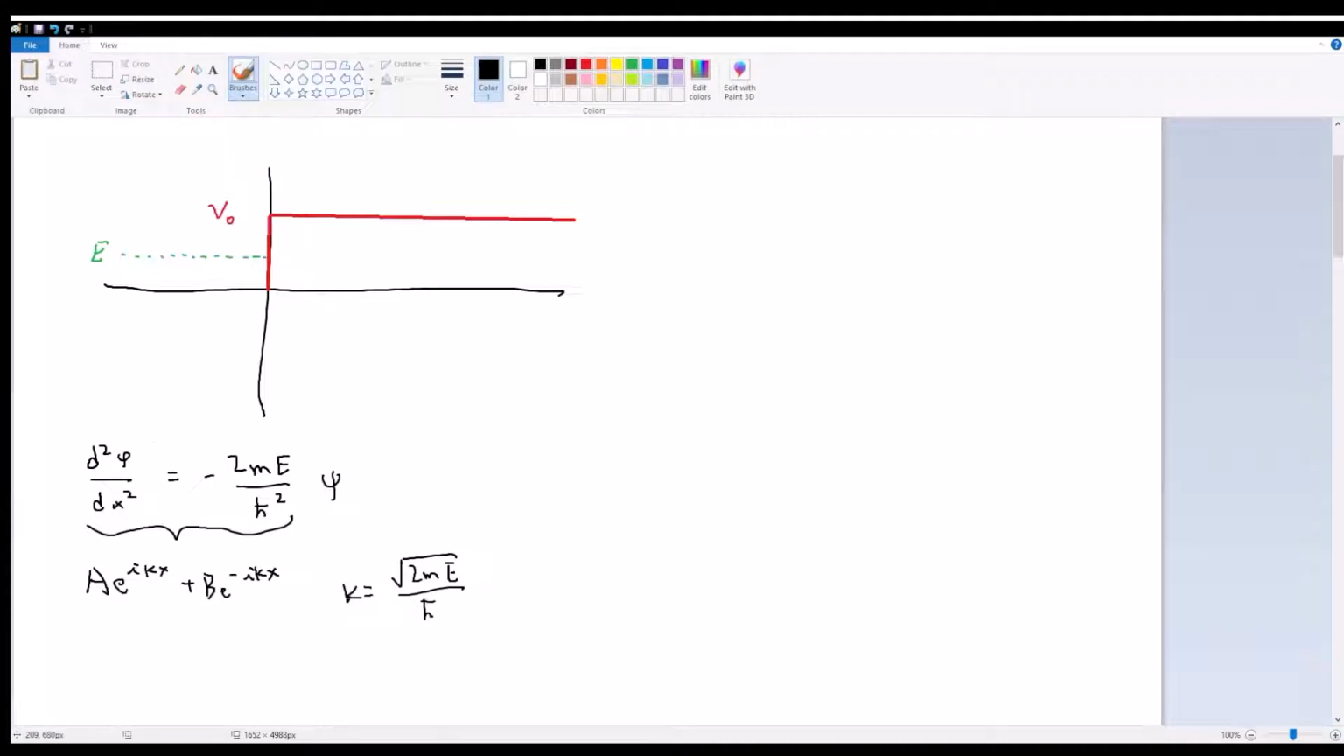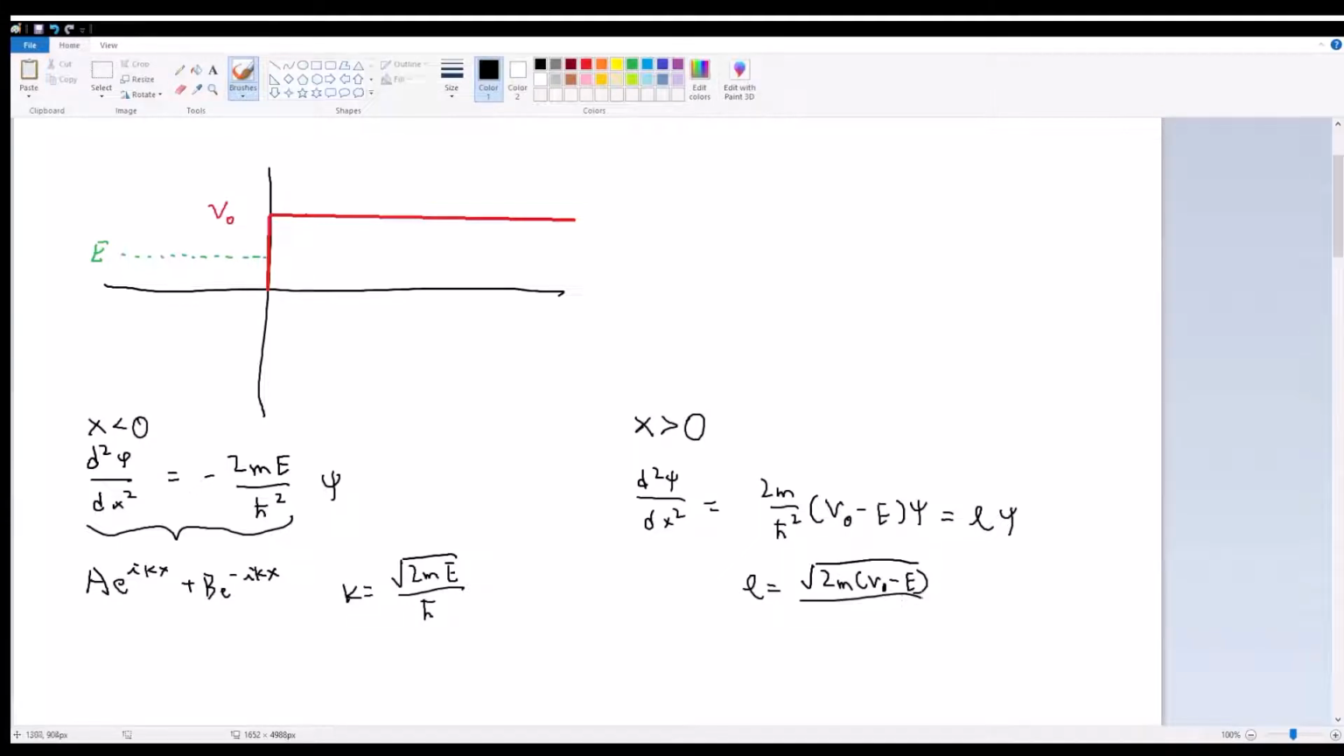Similarly, on the region to the right, so let's label the left as x less than 0. On the region to the right where x is greater than 0, we have d2 psi by dx squared being equal to 2m over h bar squared times V naught minus E multiplied by psi instead. So this is going to equal L squared times psi, where L is going to equal the square root of 2m times V naught minus E divided by h bar, and we've done this many times as well in the earlier sections. This just gives us a generic exponential function, F e to the lx plus G e to the negative lx.